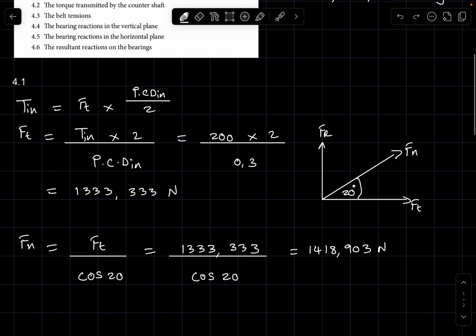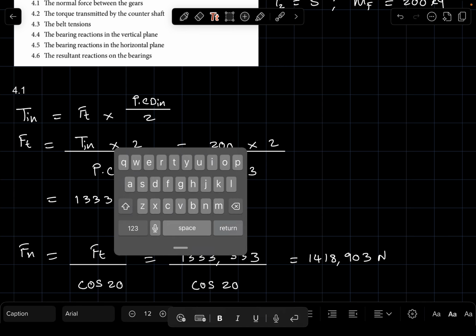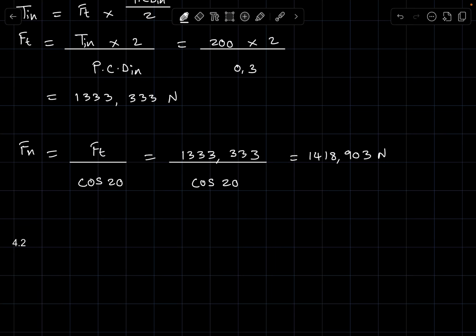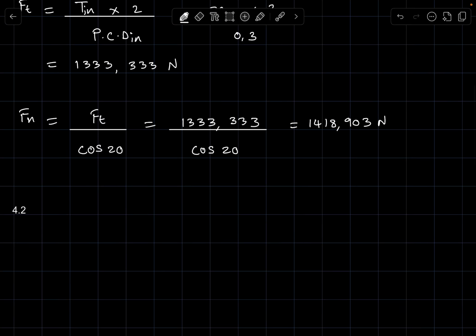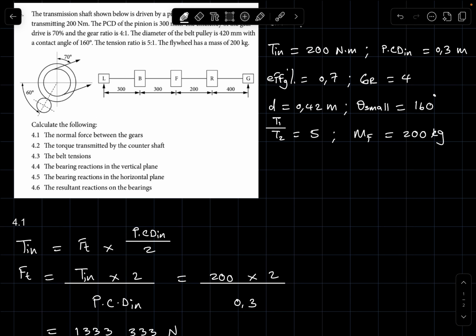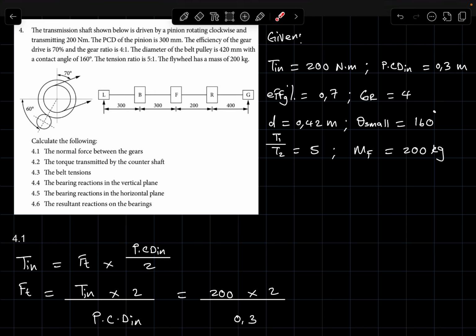Okay. So this is 4.2. They want us to calculate the output torque. Now, in calculating the output torque, you look at what you've been given. As far as what you've been given, you have the gear ratio, and you've been given the efficiency of the gear system.